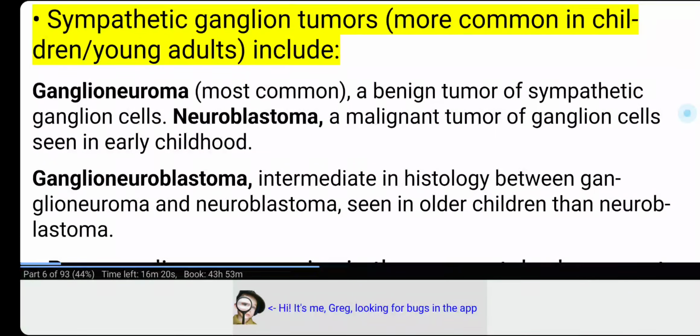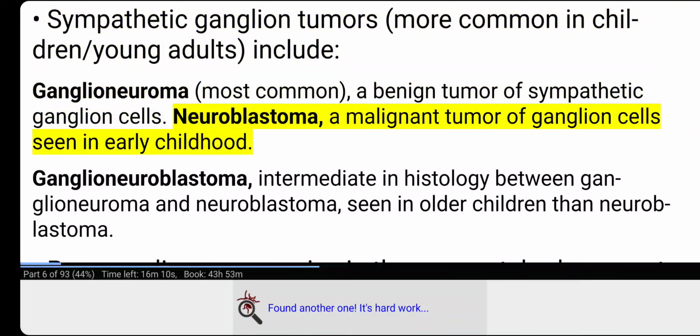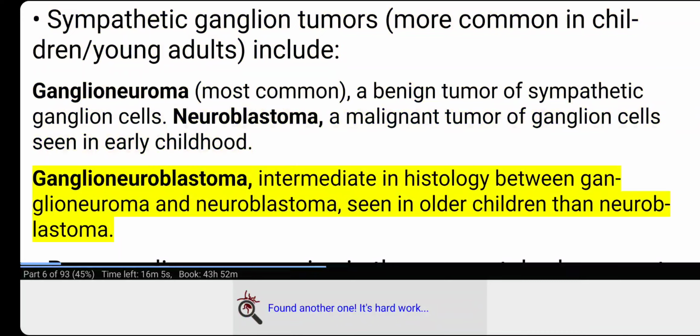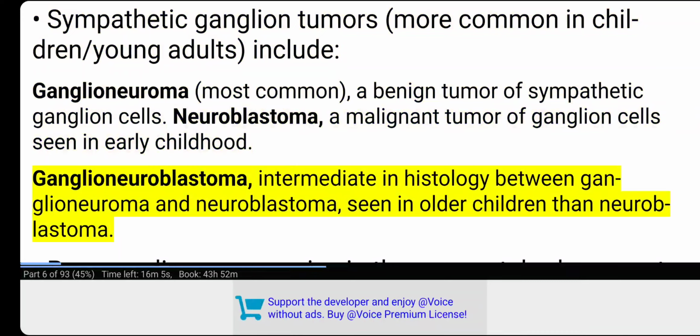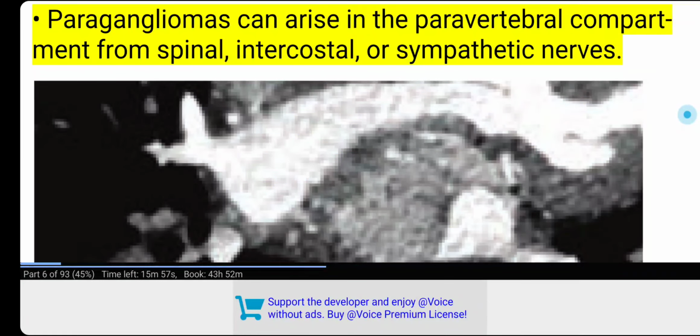Sympathetic ganglion tumors, more common in children and young adults, include ganglioneuroma, most common, a benign tumor of sympathetic ganglion cells. Neuroblastoma, a malignant tumor of ganglion cells seen in early childhood. Ganglioneuroblastoma, intermediate in histology between ganglioneuroma and neuroblastoma, seen in older children than neuroblastoma. Paragangliomas can arise in the paravertebral compartment from spinal, intercostal, or sympathetic nerves.